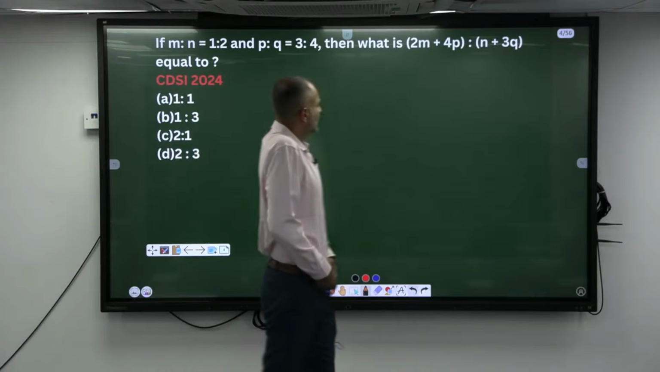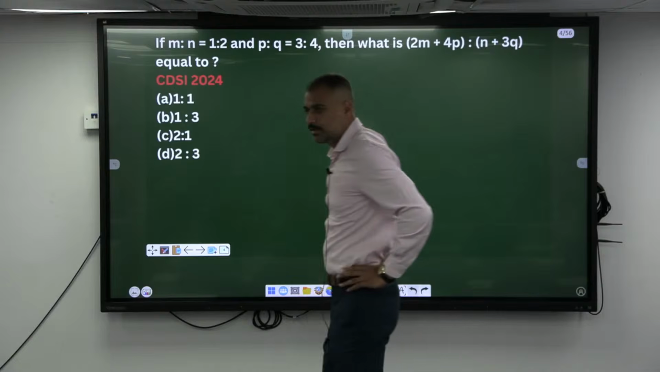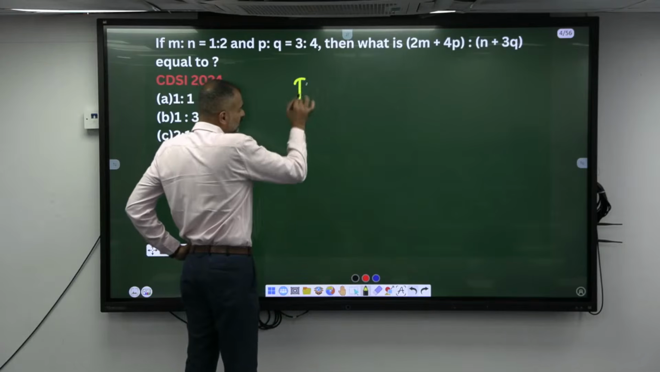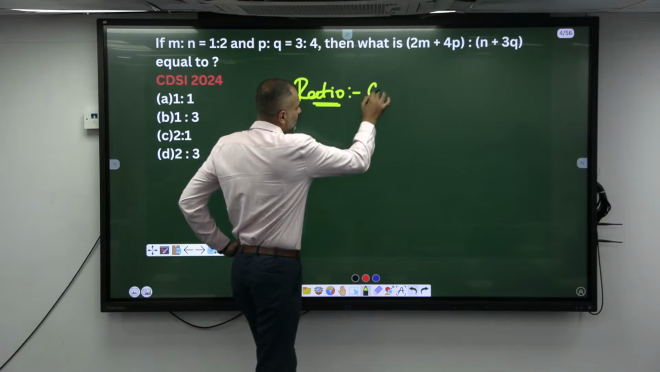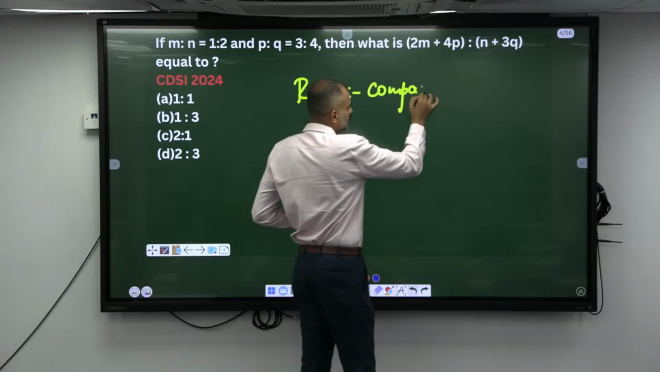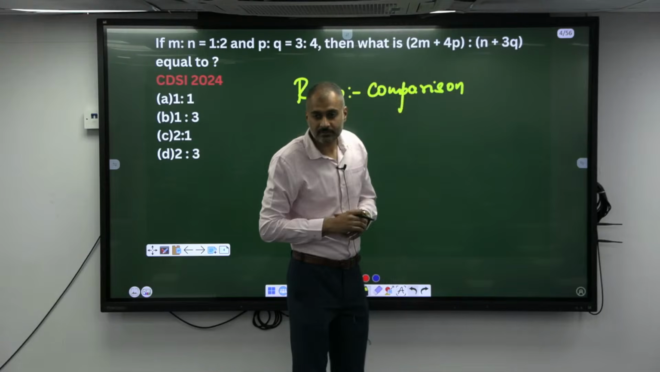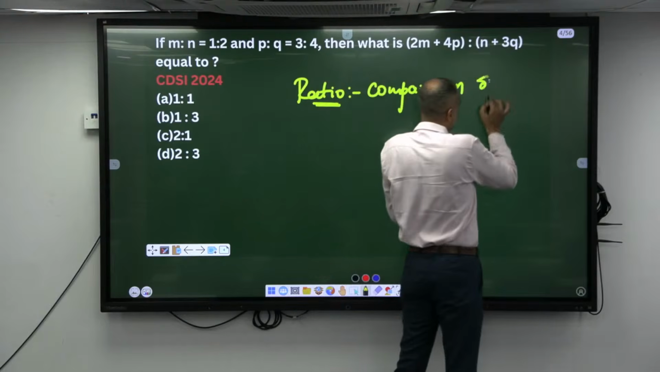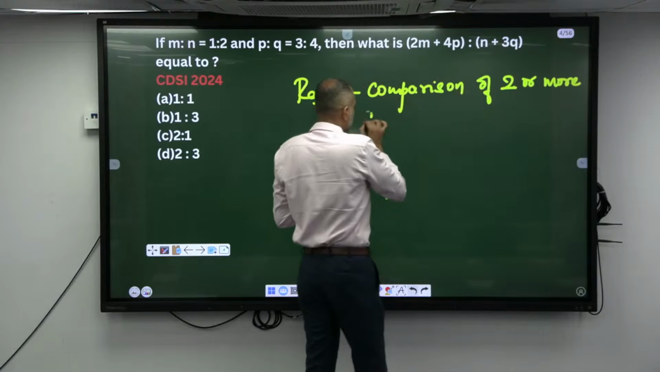Come on, a basic one. This is a ratio. What do you mean by ratio, sir? First, ratio really. Ratio is nothing but comparison. To compare, how many quantities are required? Two. Can I compare 3? 4? Yes. Comparison of two or more quantities.